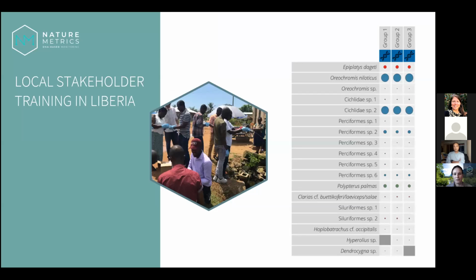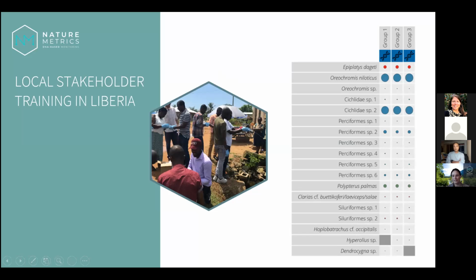And I think that's really highlighted by this tiny little project that we did with a local stakeholder training session in Liberia. We had a group of people who got together for a workshop, who included local conservationists and members of the Environment Ministry. And we went out and showed them how the eDNA worked, and everyone had a go at taking samples. They divided into 3 groups, and each group took 1 sample just from the urban waterways in Monrovia.